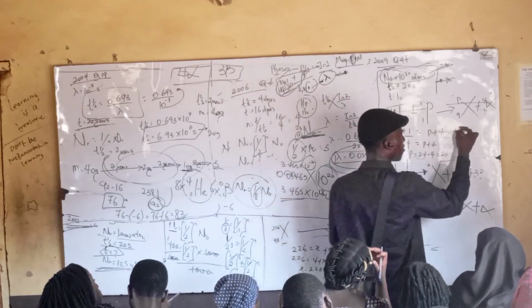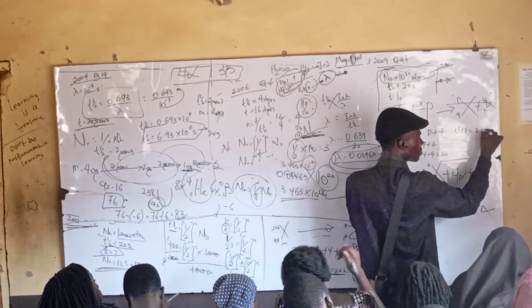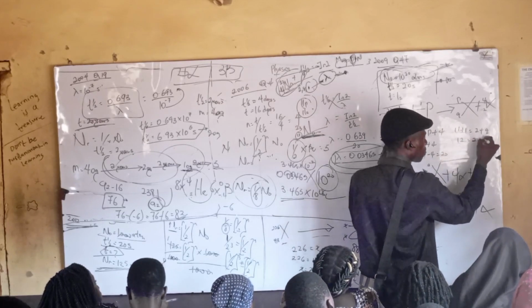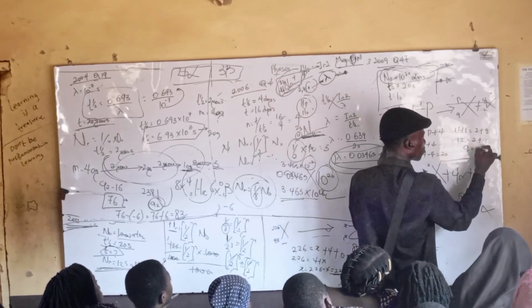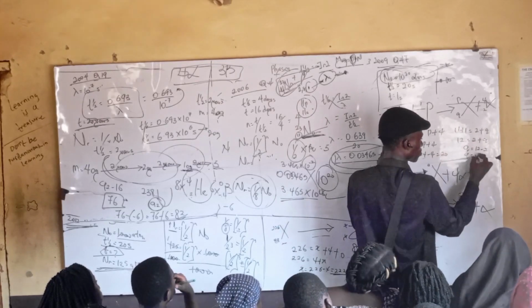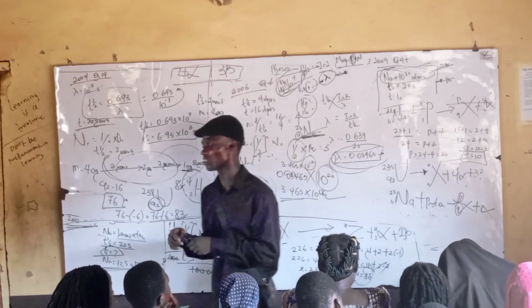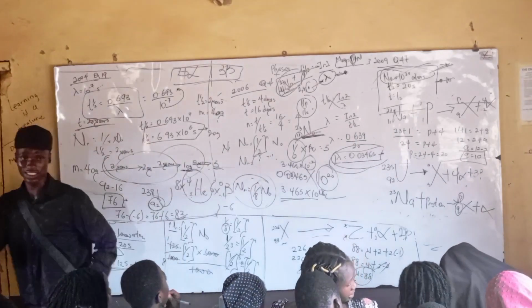From here, I'm going to have 11 plus 1 is equal to 2 plus Q. Yes or no? Yes. What's 11 plus 1? 12 is equal to 2 plus Q. So Q will be equal to 12 minus 2. So Q is equal to 10. So it's 20 and 10, option C. Now look at it.